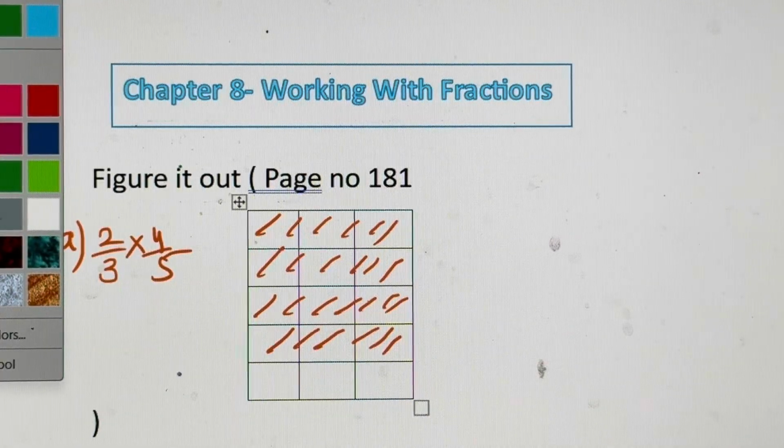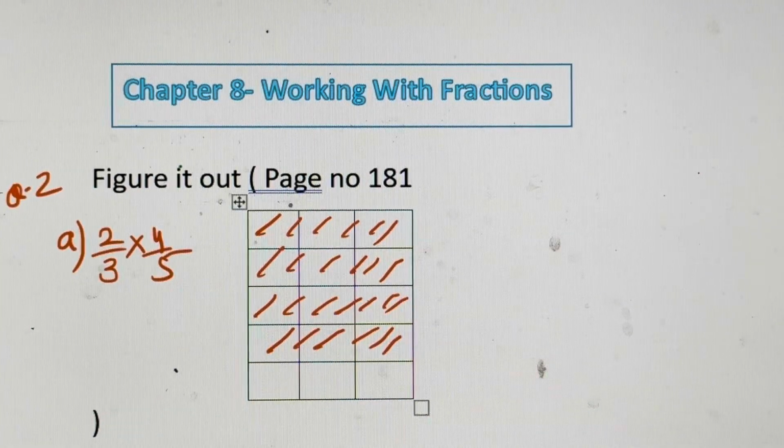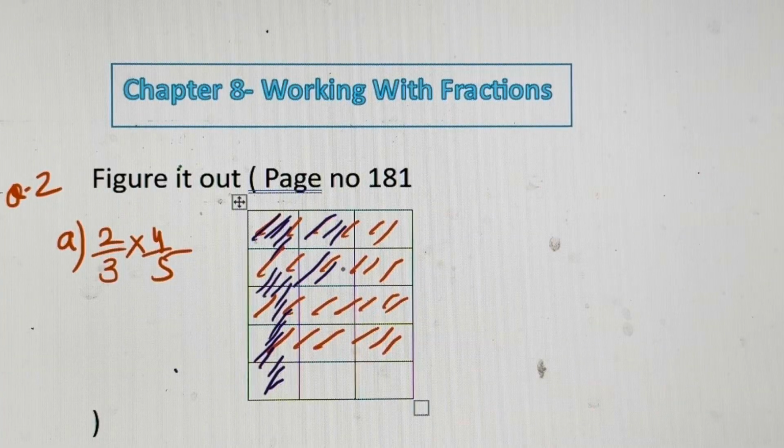And then this is divided into 3 columns. So how do we represent? First we represent 1/3. So this is 1/3. We need to do it 2 times because it is 2 upon 3.